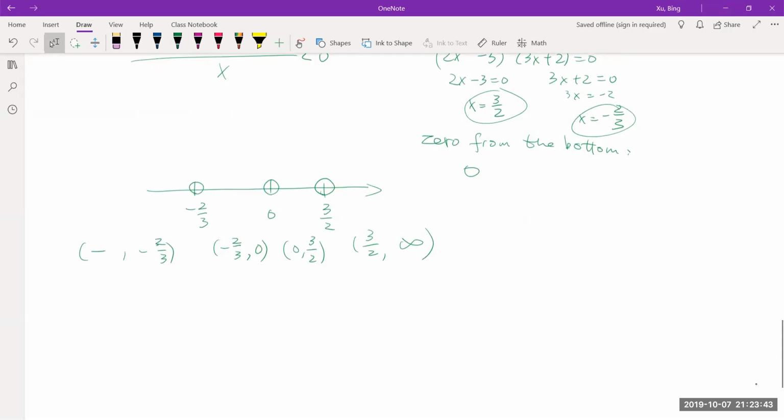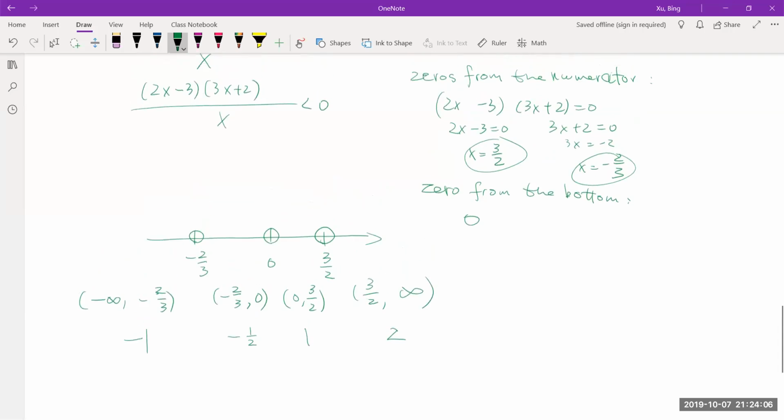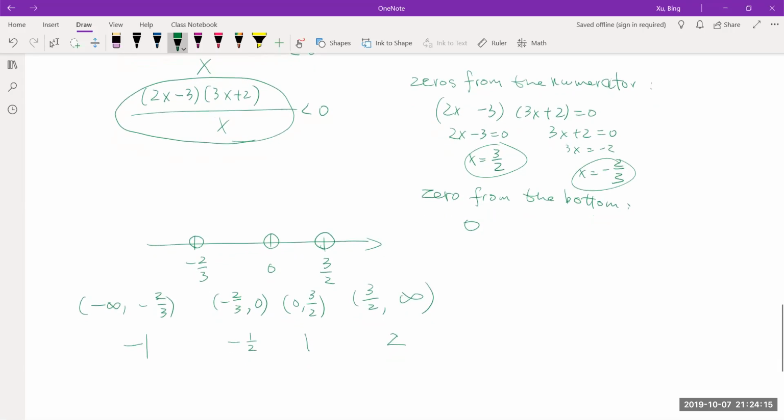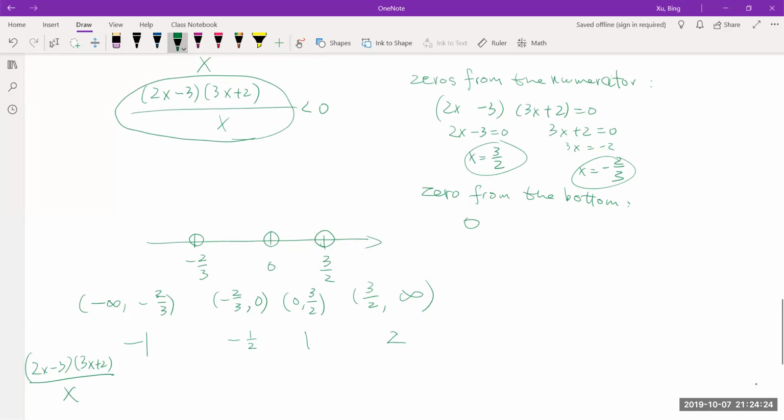Now, test point from each interval. Here I will pick -1. Here, -1/2. Here is 1. Here's 2. Now, what do I want to test? I want to test if this factored fraction is positive or negative: 2x minus 3 times 3x plus 2 over x. I want to see if this is positive or negative.